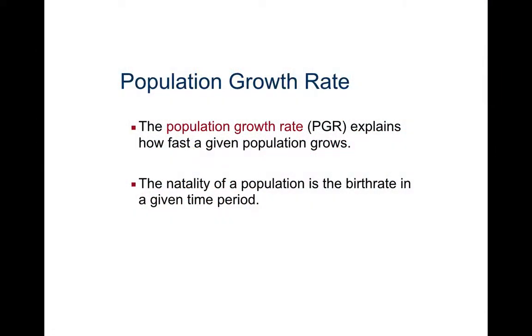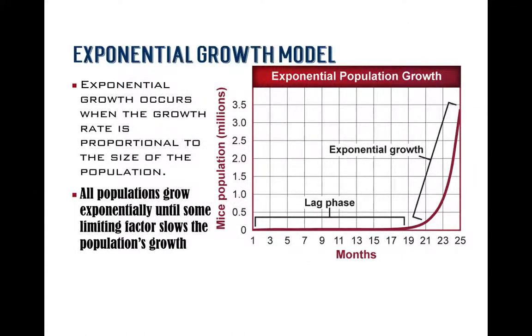Okay, so lastly, let's talk about growth rate. Population growth rate, PGR, explains how fast a given population grows. The natality of a population is the birth rate in a given time period. Now, how you determine if a population is growing or not is you compare its natality rate to its mortality rate. How many people are being born compared to how many are dying. Now, there are other factors as well that play into that, which we'll get into in a second. But you'll see this played out, shown in a graph. It's called an exponential growth graph. This has an exponential line that you've seen in your math class. So exponential growth occurs when the growth rate is proportional to the size of the population.